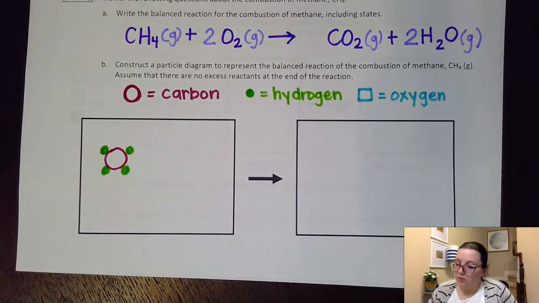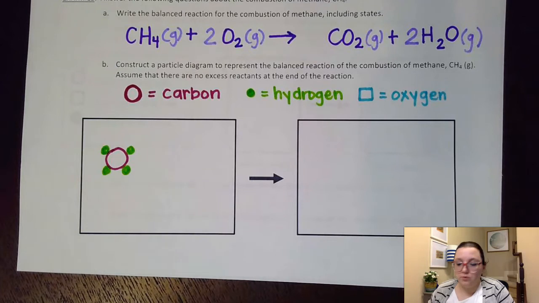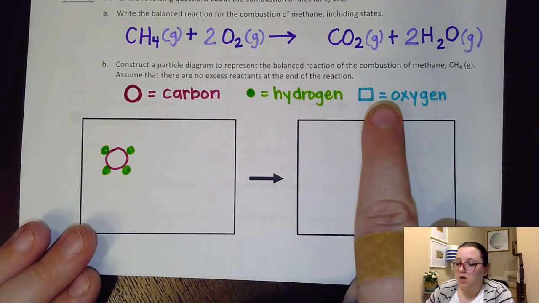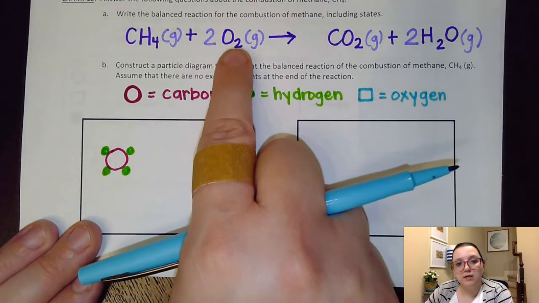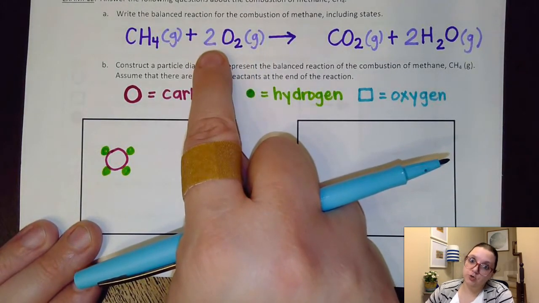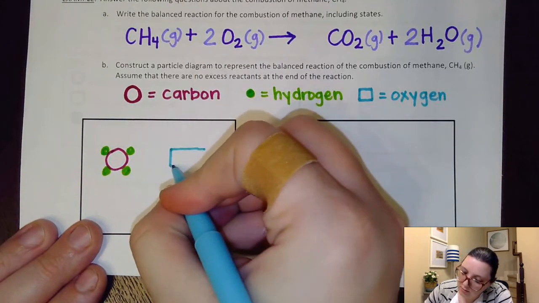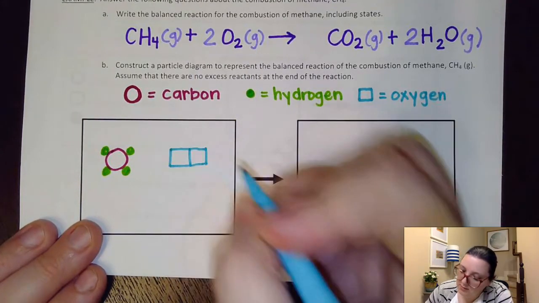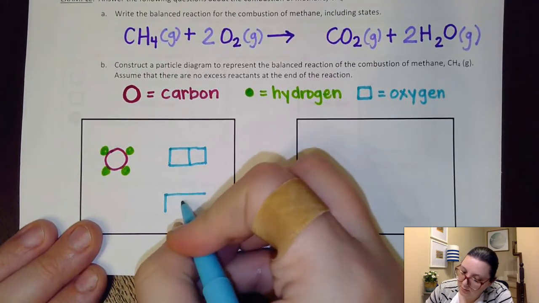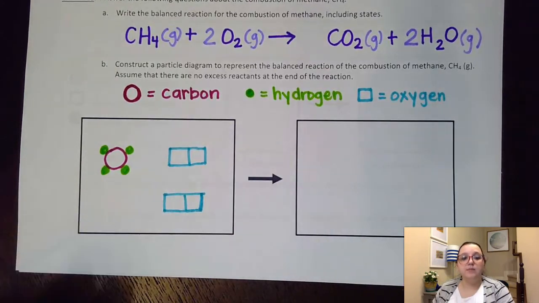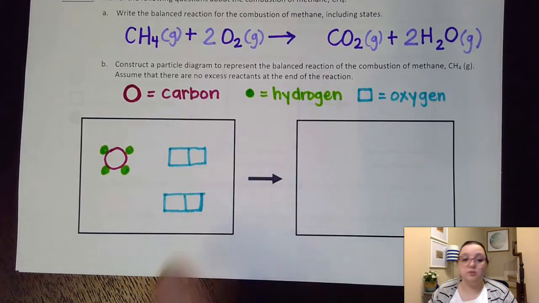And then it says we're going to draw 2 O2s. So I said that oxygen atoms I'm going to represent with this square. So I need to not only make those diatomic, but I need to draw 2 molecules of that diatomic. So I'm going to draw 2 boxes together, and then another 2 boxes together to represent my diatomic oxygen molecules.